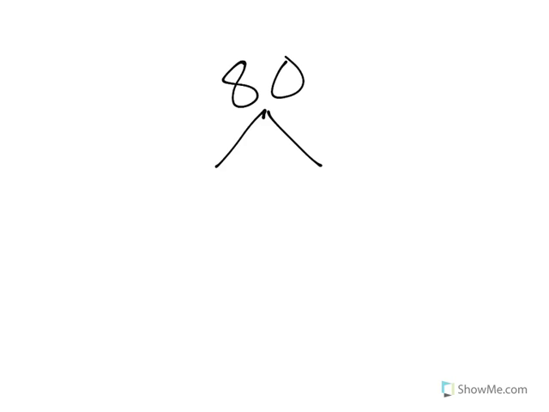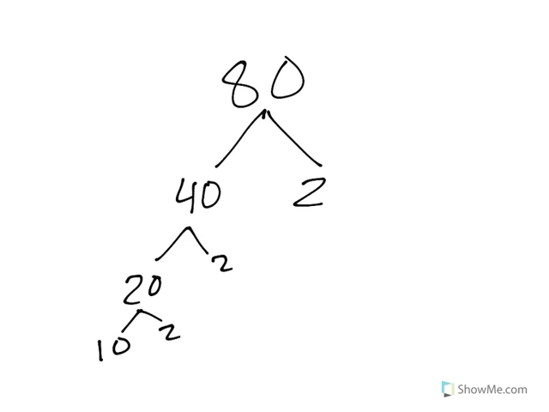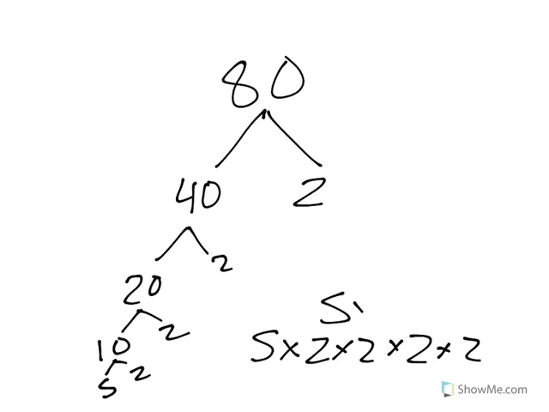So 80, we can split it into, let's see, 40 and 2. We can split 40 into 20 and 2. We can split 20 into 10 and 2. And 10 into 5 and 2. Which would give us 5 times 2 times 2 times 2 times 2, or 5 times 2 to the 4th power.